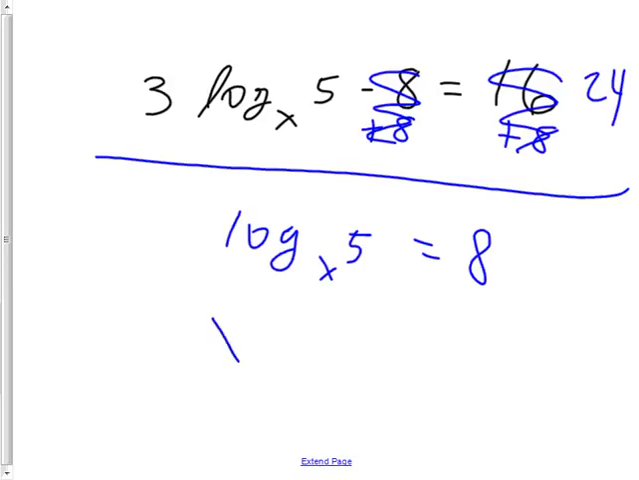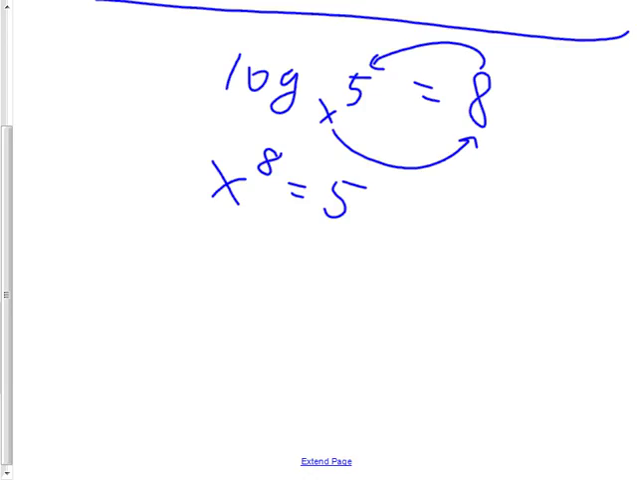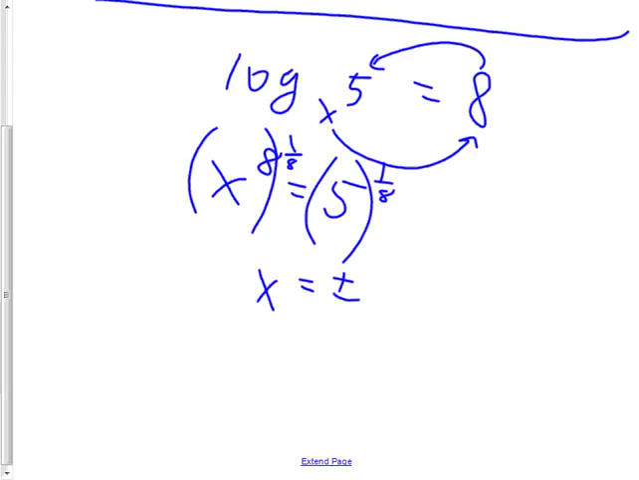Rewrite. X to the 8th equals 5. I just did a that to the that equals that. And then my x isn't quite alone yet, but I'm really close. Put it to the power of what? 1/8. And how many of you remembered you just did a positive and negative thing? Ooh, only one per 2 people.